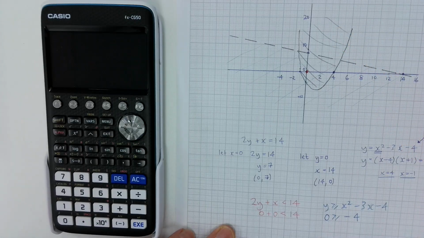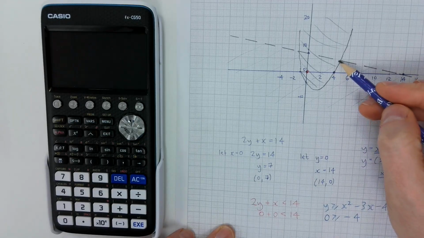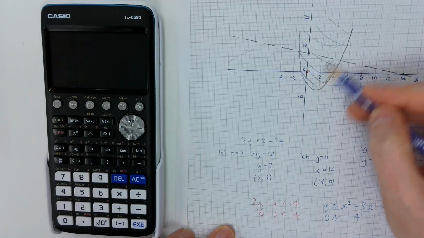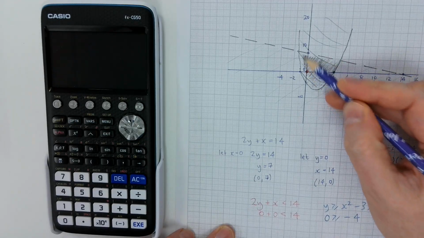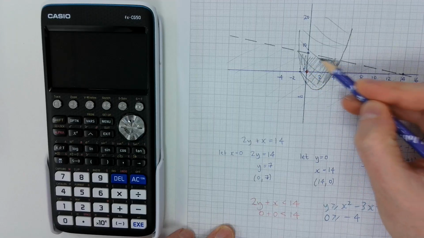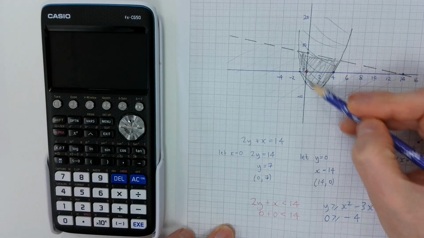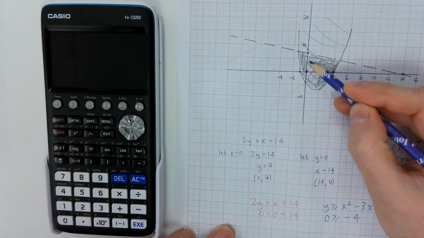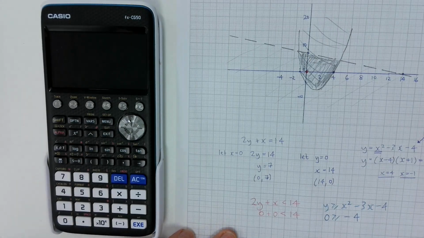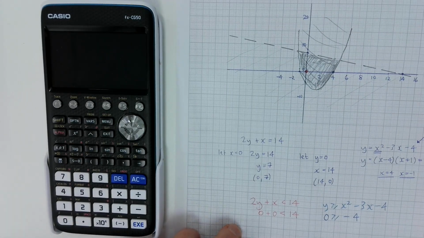And where does it overlap? Where are my lines going down and also across? Right, it's here. There's one little region. So this would be your shaded region where those two overlap. And that is the region that satisfies those inequalities. Right, so that's the old-fashioned way.